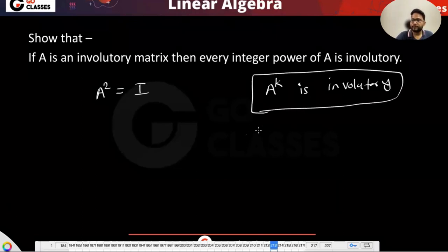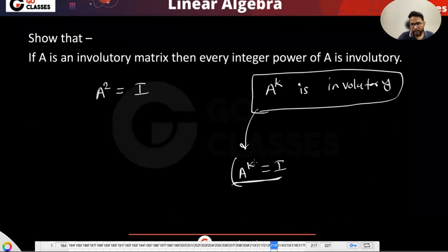Can anyone tell me? It means what? A power K is identity. Is this correct? Tell me. If I say that A power K is an involutory matrix, should I be saying A power K is identity? No, right? I should be saying A power K square is identity. They are saying that every integer power of A, which means A power K, is involutory. So A power K square is identity.